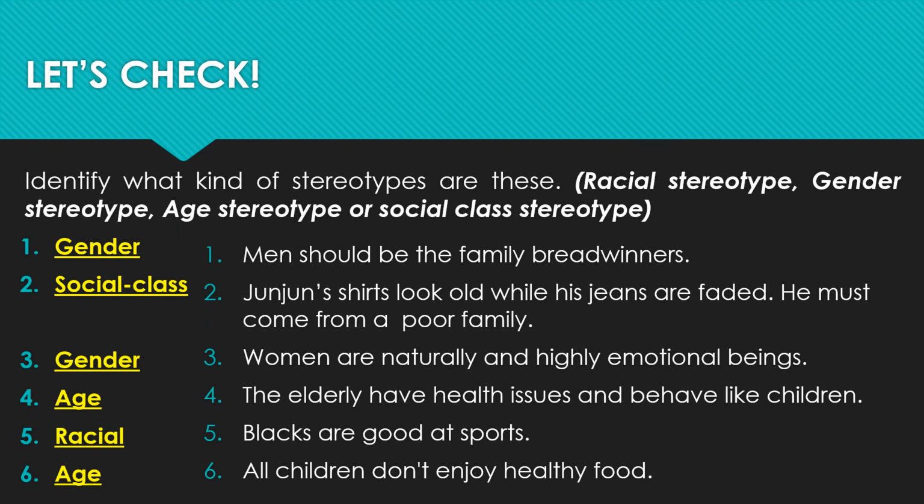Let's check your answers. For number 1, it's gender stereotype. Number 2, social class stereotype. Number 3, gender stereotype. Number 4, age stereotype. Number 5, racial stereotype. Number 6, age stereotype. Record your score and submit it to your teacher.